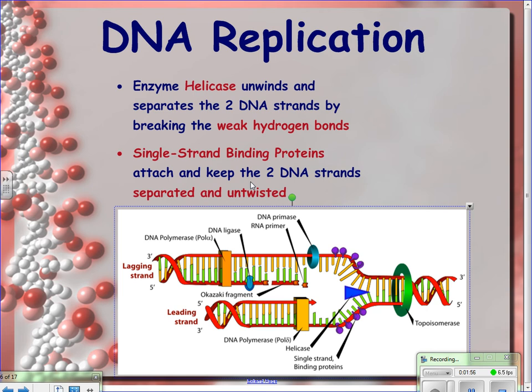So beginning in DNA replication, it starts with the enzyme helicase. Helicase will begin to unwind the DNA strand, and it does that by breaking the weak hydrogen bonds. In this image here, helicase is depicted here. Helicase will move into that DNA strand, break the hydrogen bonds, and separate the two strands. At the same time, we have single strand binding proteins which attach along the DNA strand, and that helps to keep the strands separated and untwisted.